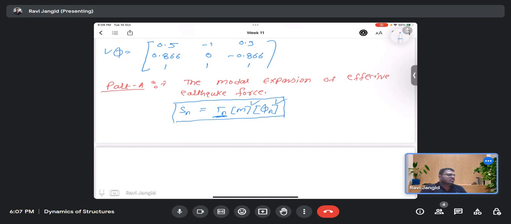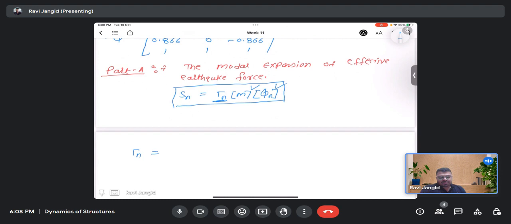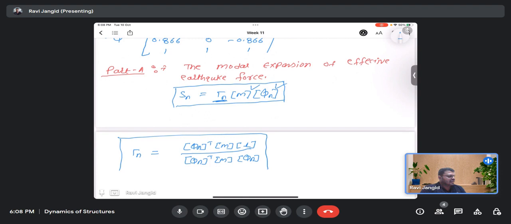How do we find that? It can be determined as phi n transpose times the mass matrix times the influence vector L, divided by phi n transpose times the mass matrix times phi n. For this we have everything except the influence vector L. Can anyone tell me what the influence vector would be for this case?